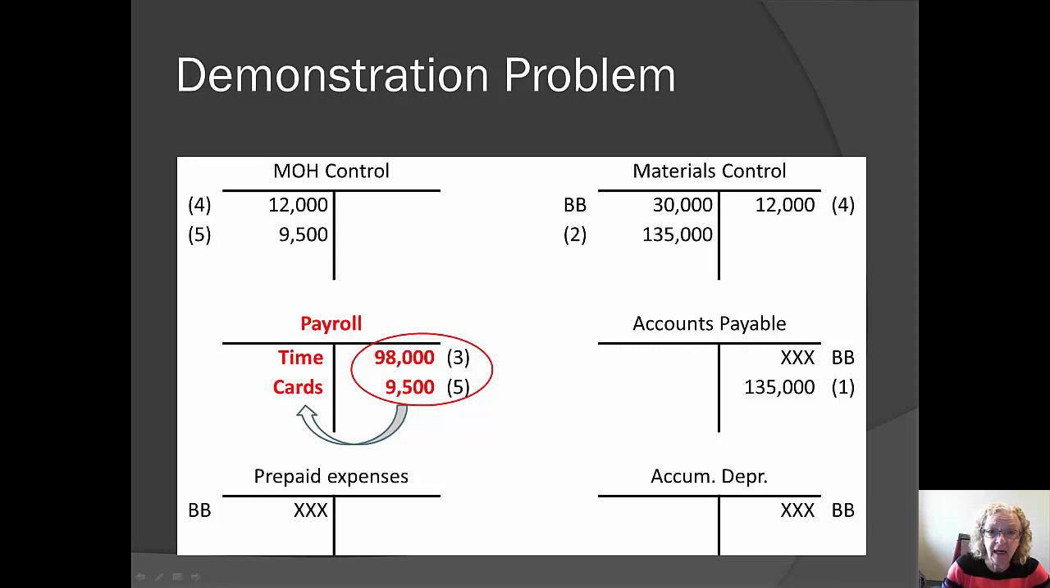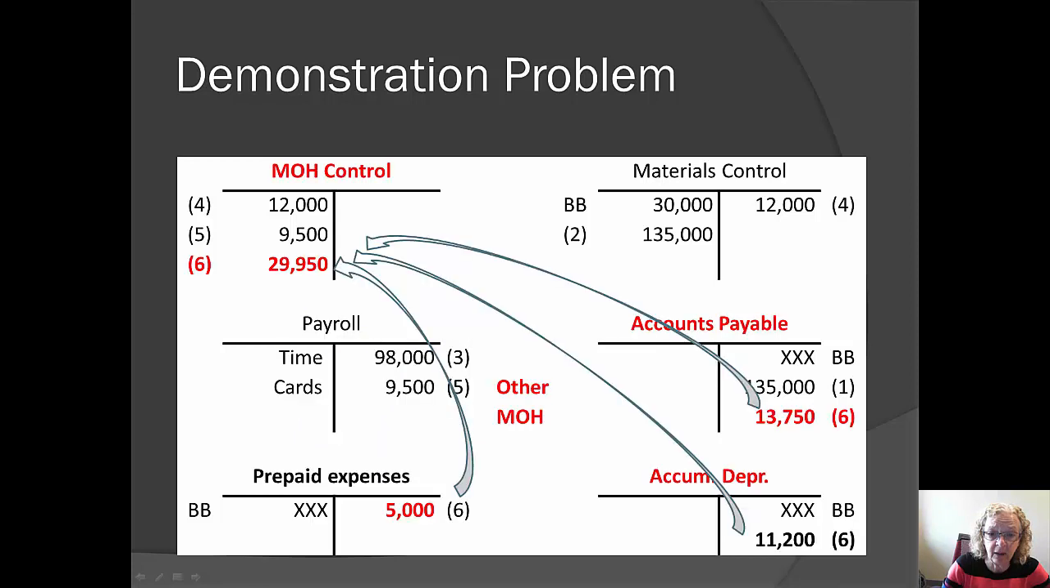Now let's take a look at other overhead accounts. We're going to increase overhead control by the amount that we owe for utilities, by the amount that we use up of our prepaid expenses, and by the amount that we increase our accumulated depreciation. Notice that overhead control also behaves a lot like an asset. It increases on the debit side. Now we'll take a look at what happens on the credit side.